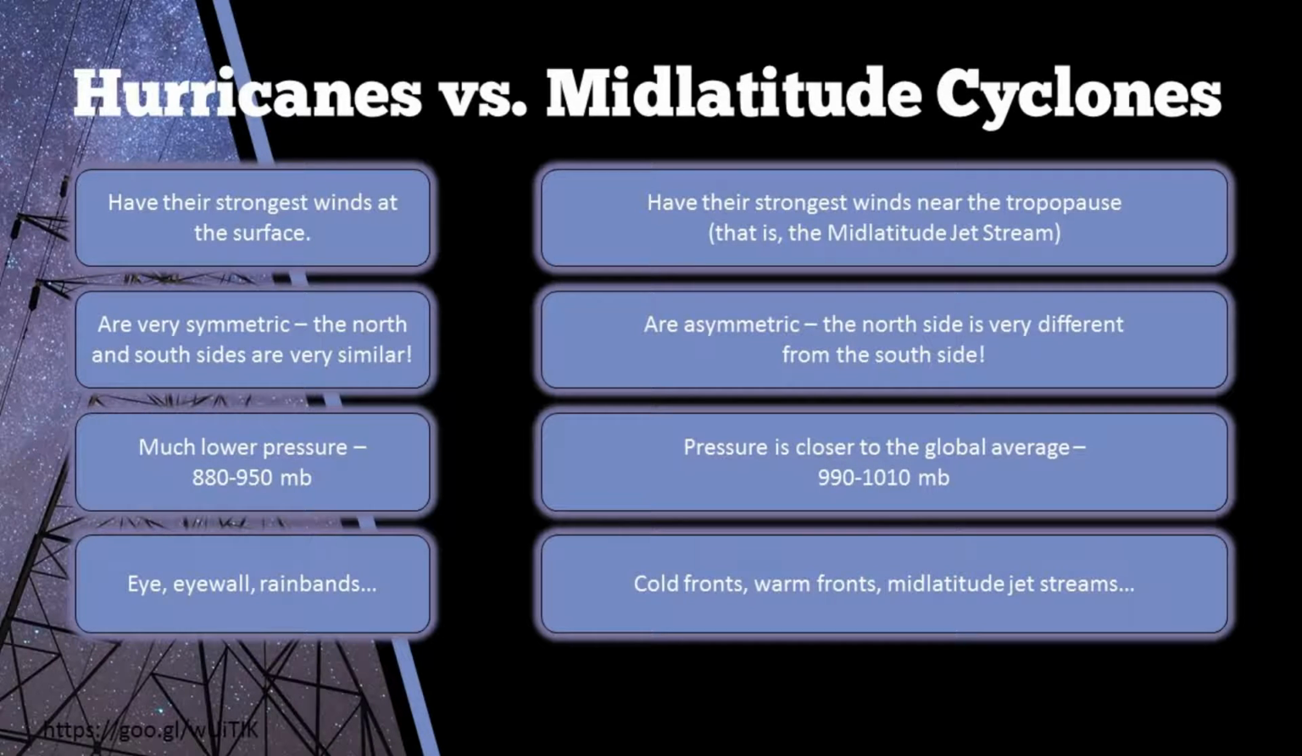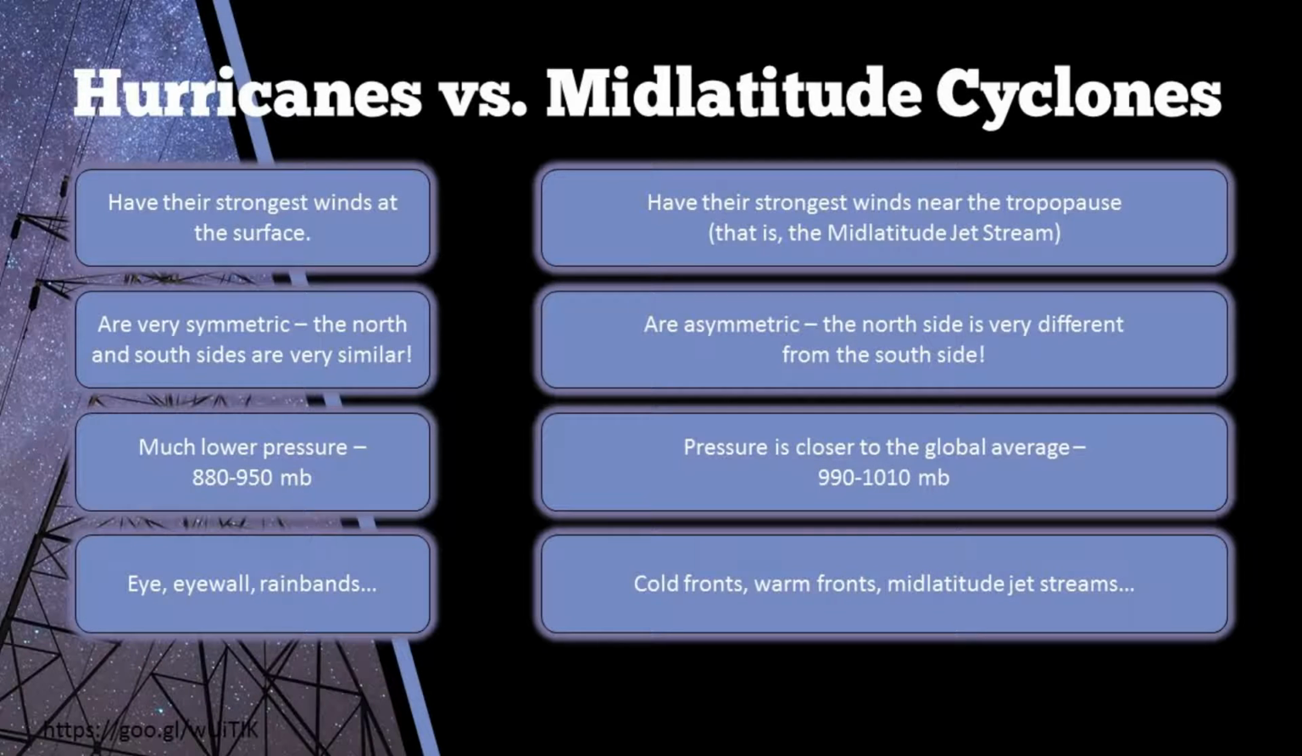Just to give you a sense, if average sea level pressure is about 1,013 millibars, a typical mid-latitude cyclone that might move through Omaha on any given day has a pressure between about 990 and 1,010 millibars. 990, frankly, would be a pretty strong mid-latitude cyclone.